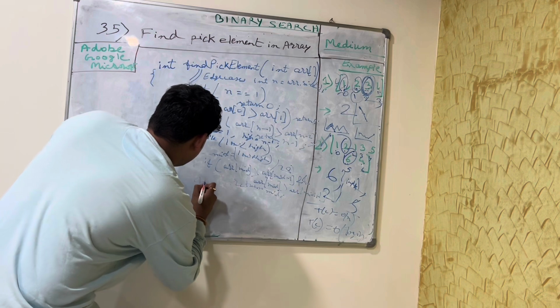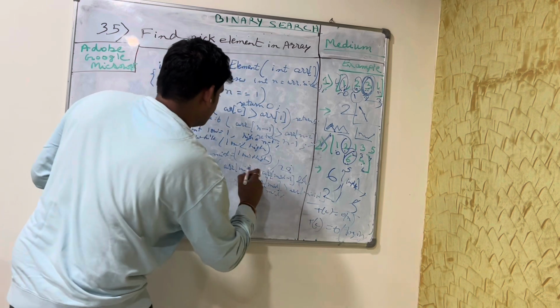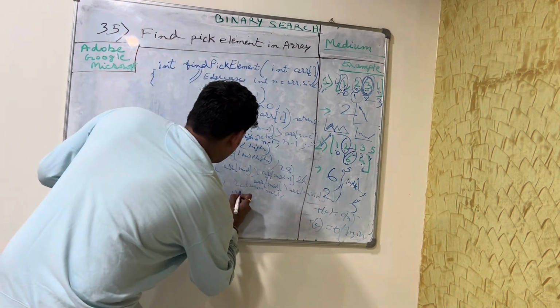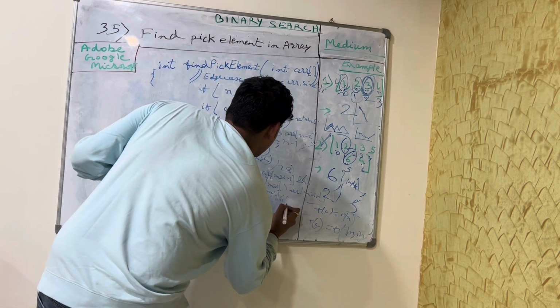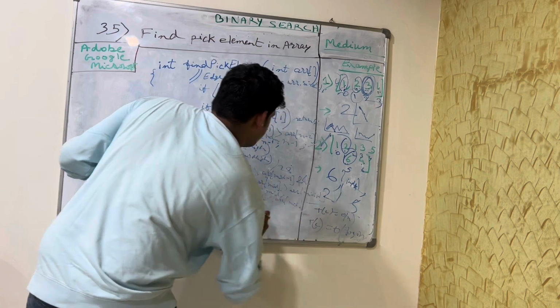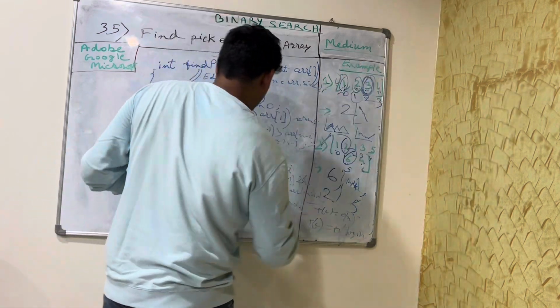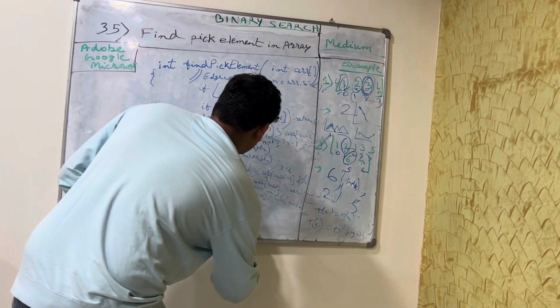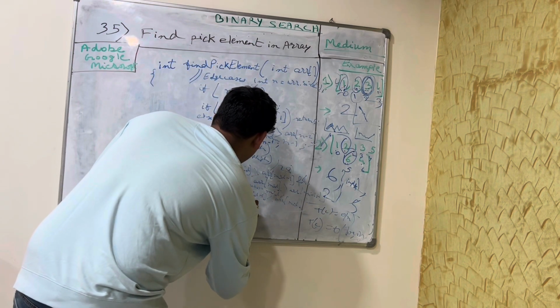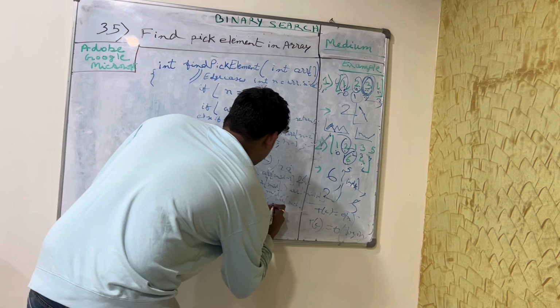Okay, else if this is not the condition, only this condition is true. Array of mid minus 1 is actually less than array of mid. That means this part could be the sorted part, or we don't have our answer over here, we will search in this part. Okay, because this part is sorted, right? We will believe that this is sorted, so we will make our low as mid plus 1.